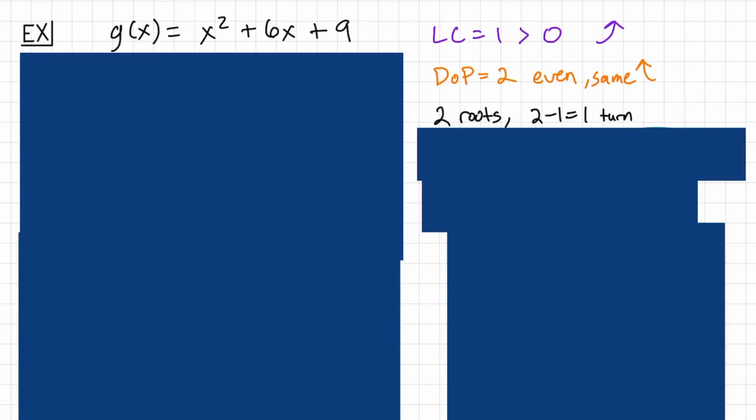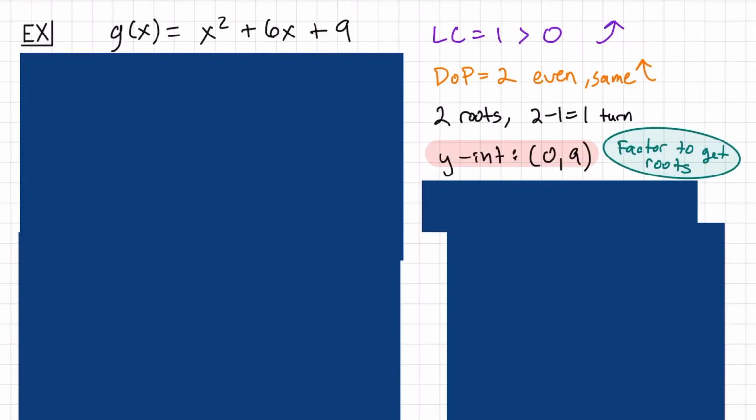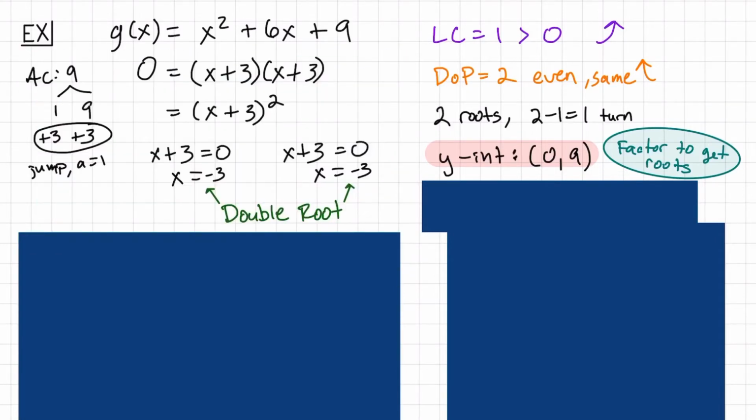We have 2 roots, so that means we expect 2 x-intercepts. I can find the y-intercept by just plugging in zeros or just grabbing that constant, and so I know that my y-intercept is at (0, 9). But in order to find the roots, I'm going to have to factor. So I do the AC method, and 1 times 9 is 9. What multiplies to be 9 and adds to be 6? Well, that's 3 and 3. So we can go ahead and factor this.